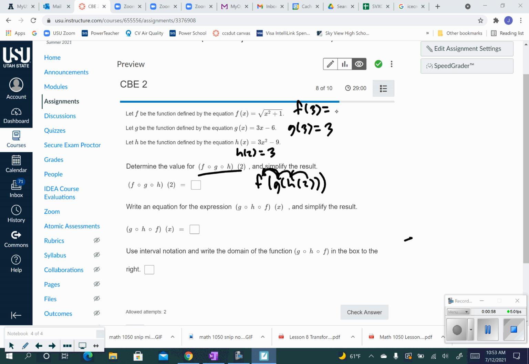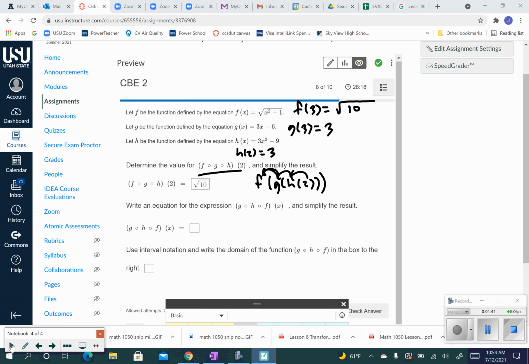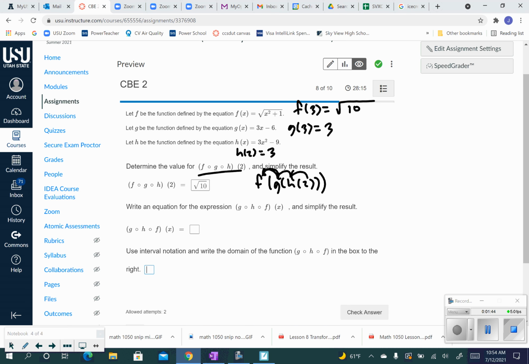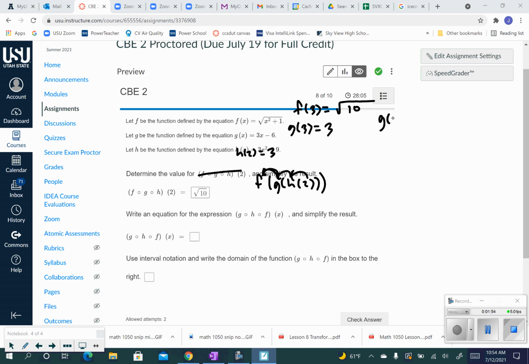Let's go on. Next it says to find g of h of f of x. Kind of dreaded news: it does tell us to simplify the result. So that means we have to take whatever answer we get and simplify it down. Hopefully it isn't too bad. We're going to go g of h of f of x. So start with f of x. It's the square root of x squared plus 1.